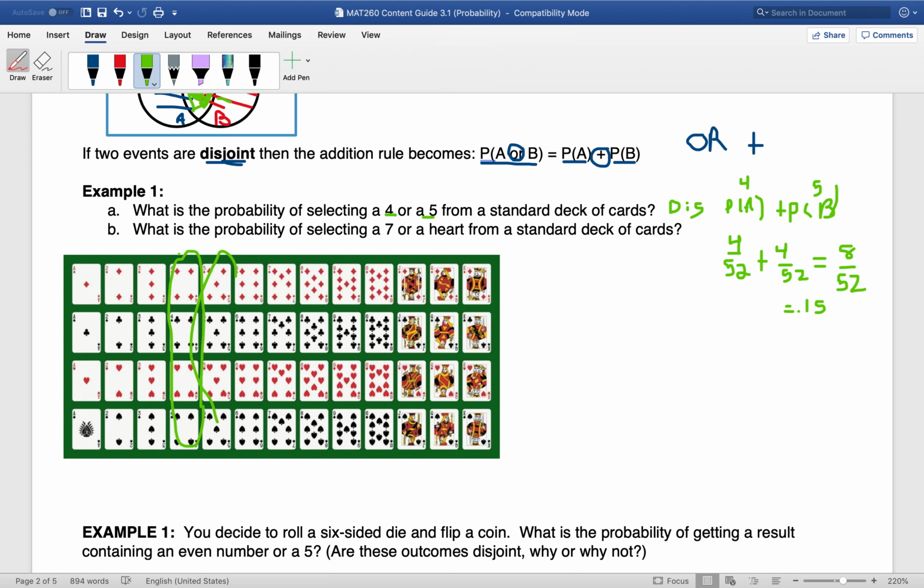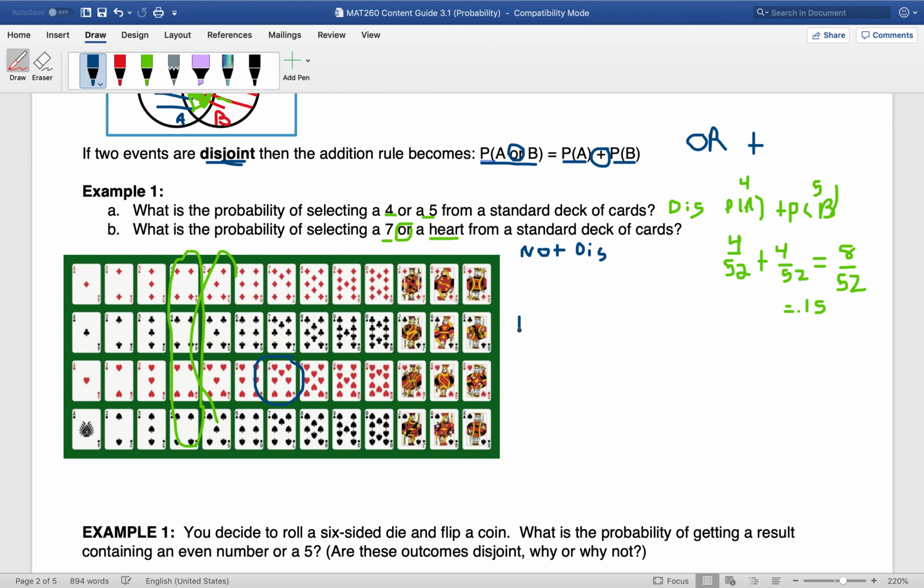Now next we want to find the probability of selecting a 7 or a heart. So again we see the OR, so we want to use our addition rule. And this time you can get a 7 and a heart at the same time because we have this 7 of hearts right here. So because we have the 7 of hearts, these are not disjoint. So we're going to say it's not disjoint. That means we have to use the other rule, the full version of the rule.